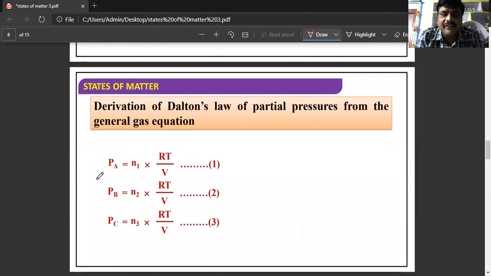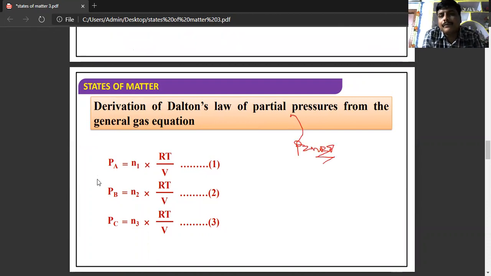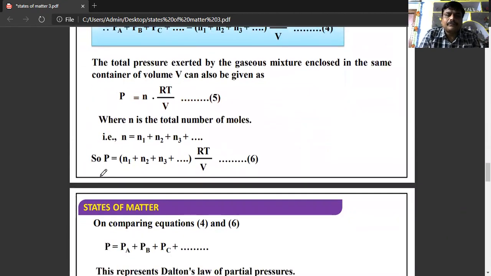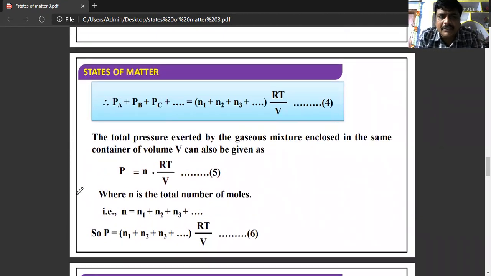If you see the derivation, we know that P is equal to nRT by V. For the first gas, PA is equal to N1 into RT by V. PB is equal to N2 into RT by V. PC is equal to N3 into RT by V. If we consider PA plus PB plus PC, that is the total pressure, it is equal to the total number of moles, N1 plus N2 plus N3, into RT by V.